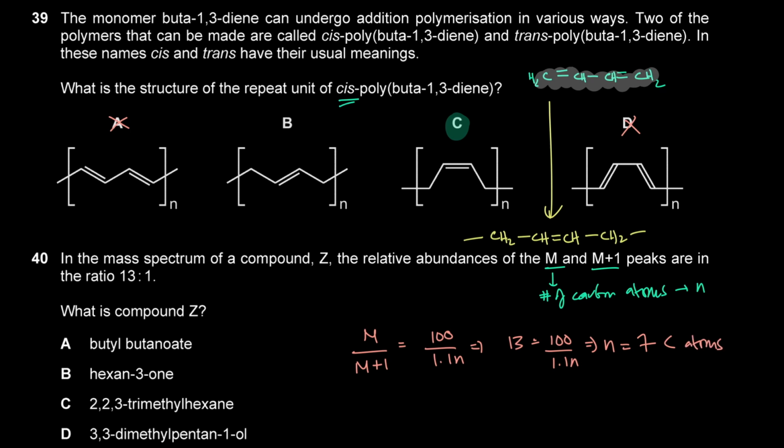Now if you look at option A, it's butanoate, so that's 4 plus 4, so that's 8 carbon atoms, so it's not A. B is hexan-3-one, that's 6 carbon atoms, so it's not B. C is 2,2,3-trimethylhexane, so that's 3 plus 6, so that is 9 carbon atoms, so it's not C either, so it must be D. We have 3,3-dimethyl, where methyl is 1, dimethyl is 2, and then pentan-1-ol, pent is 5, so we have a total of 2 plus 5, which is 7 carbon atoms, so the answer is D.